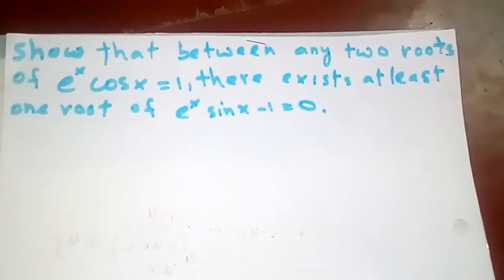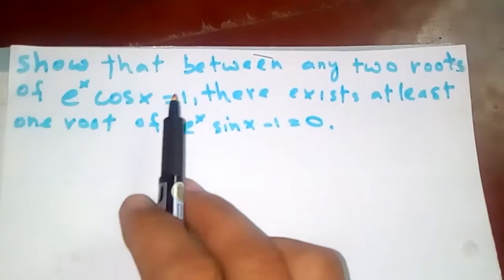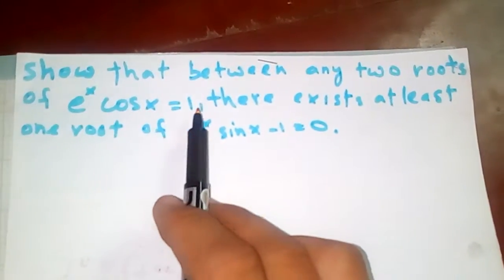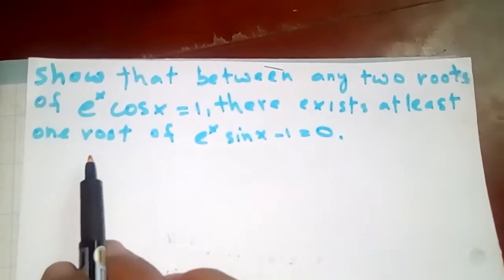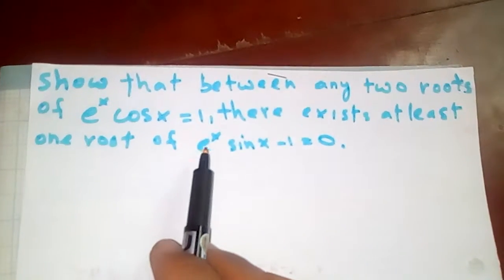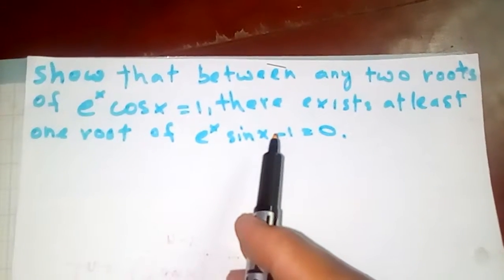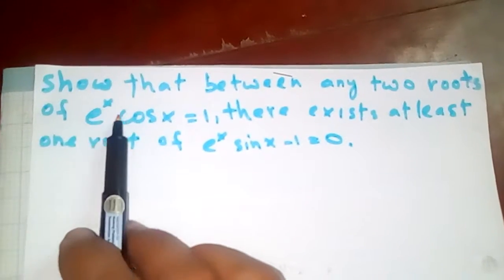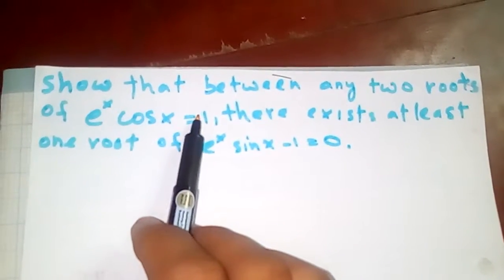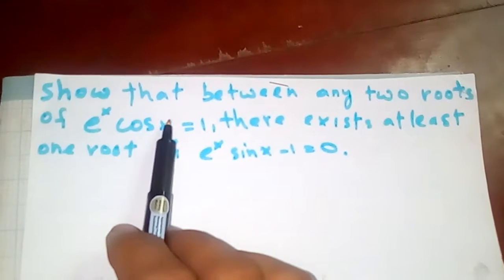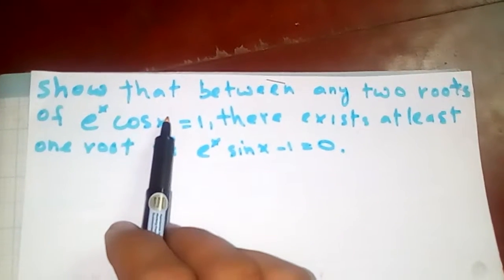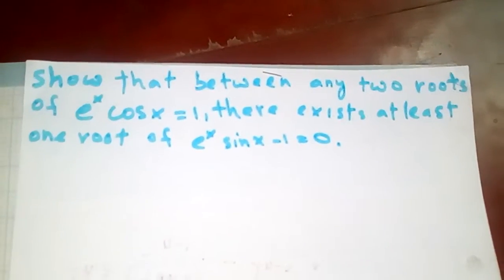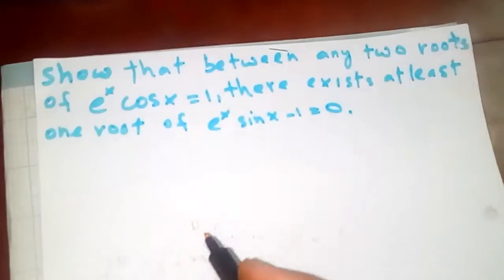Now here our question is to show that between any two roots of e to the x cos x equal to 1 there exists at least one root of e to the x sin x minus 1 equal to 0. That means e to the x cos x equal to 1 has two roots, and we are going to use Rolle's theorem to prove this.